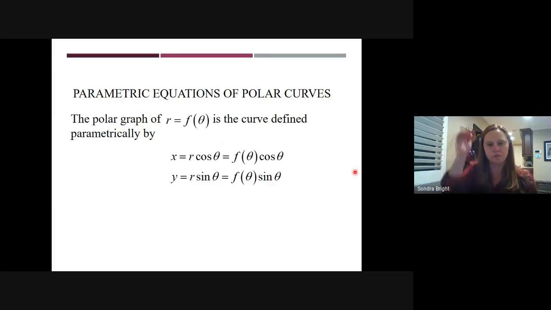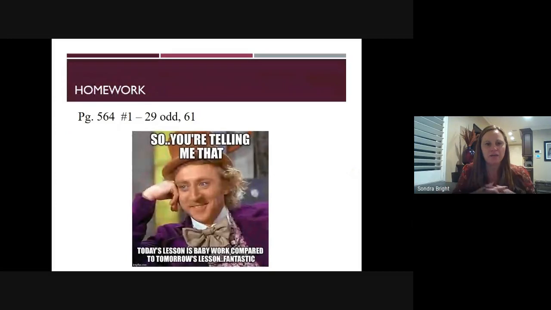And there you go. All right, that is day 2. Mostly review, other than that last little bit, but we're not using that until tomorrow. Here's your homework, page 564, 1 through 29 odd, and then also 61. And yes, today's and yesterday's lessons were baby work because all of that was pre-calc. It should have all been review for you. And tomorrow is when we start actually doing calculus on these polar equations and graphs and all of that.